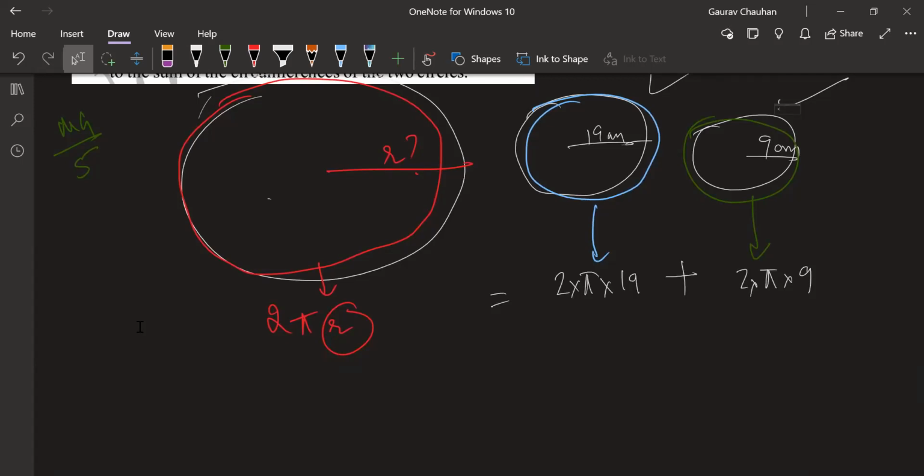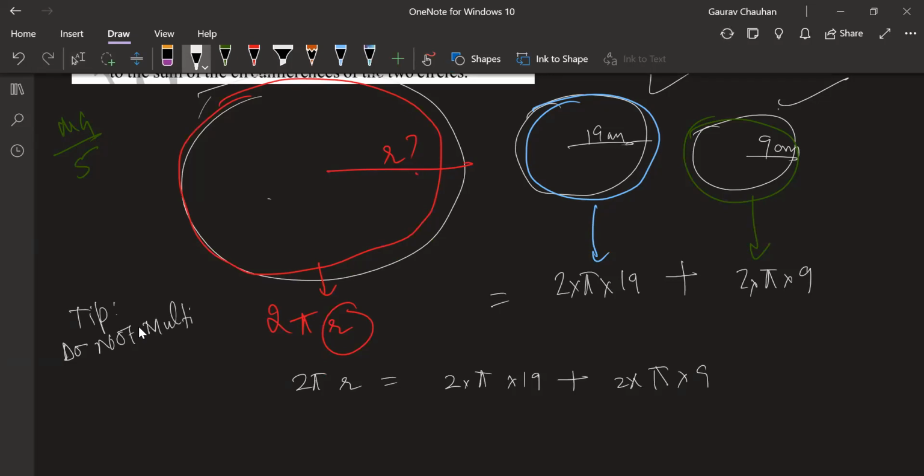See, the tip here is, all of these have 2 pi r is equal to 2 into pi into 19 plus 2 into pi into 9. My tip is, do not multiply and find first. Why am I saying that? Yes, MG? Exactly. I can just divide the whole equation by 2 pi. This will go, this will go, this will go. Another way of thinking about this: I take this 2 pi to the right side. It will become 2 pi into 19 plus 2 pi into 9, by 2 pi.